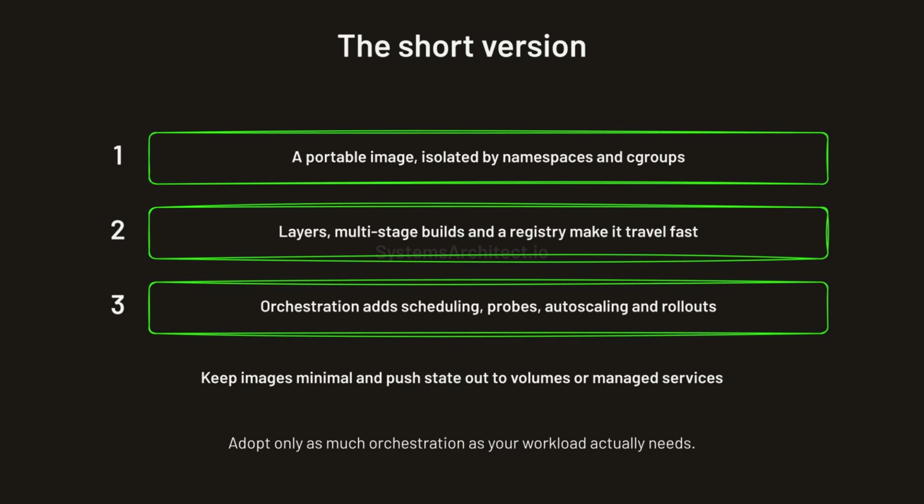Containerization packages an application and its dependencies into a portable image, isolated by kernel namespaces and cgroups rather than by a hypervisor. Layered images, multi-stage builds, and a registry make distribution fast. Orchestration adds scheduling, health probes, autoscaling, and rolling updates. Keep images minimal, push state out to persistent volumes or managed services, and adopt only as much orchestration as your workload needs.